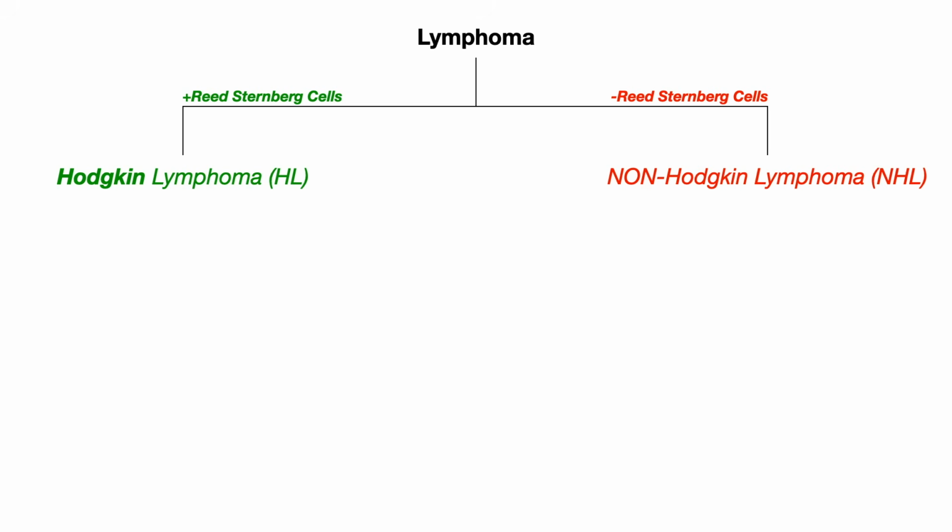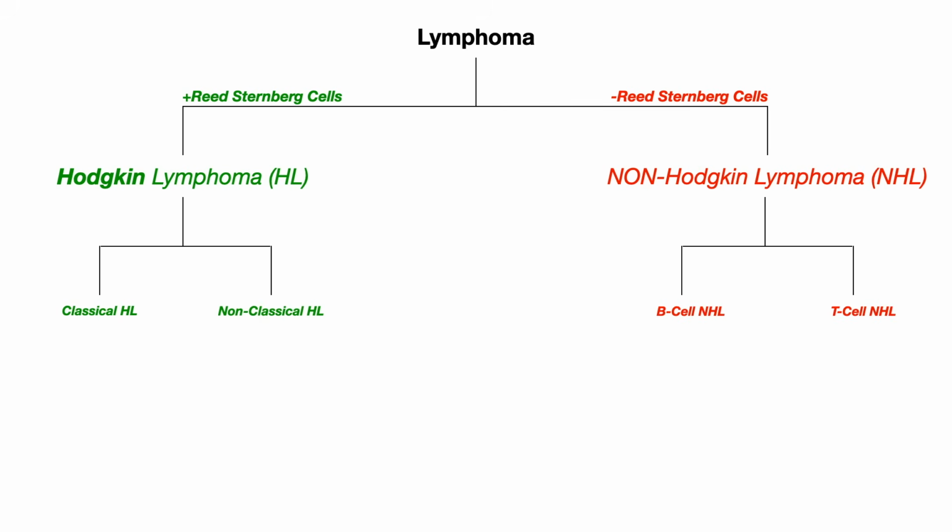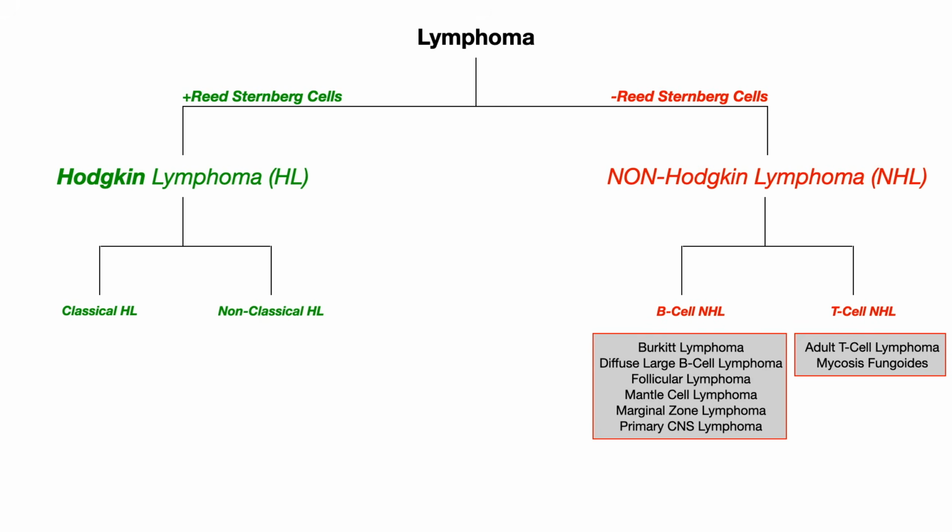So when it comes to Hodgkin lymphoma, there are both classical and non-classical subtypes of Hodgkin lymphoma. When it comes to non-Hodgkin lymphoma, we generally separate these into B cell and T cell non-Hodgkin lymphoma. Now I want to pause for a second. If you're watching this video because you are taking USMLE or COMLEX, the majority, I would say 90% or more of your questions will come from the right-hand part of this slide. You need to know the non-Hodgkin lymphoma.